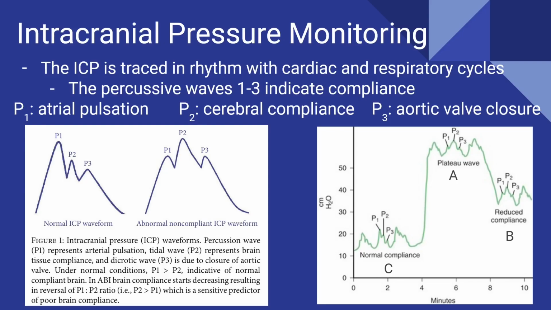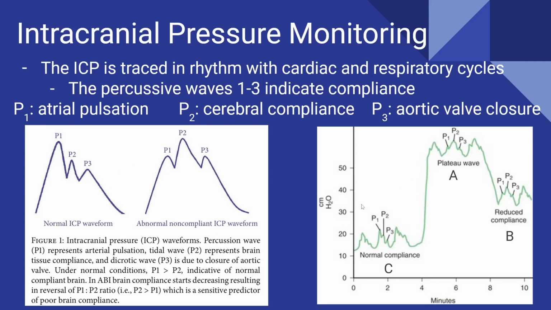And then finally, your P3, that third wave, is when the aortic valve closes and you receive another shock wave of pressure from that closing, that back pressure of blood hitting that aortic valve. That's when you get your P3. So you have those 1, 2, 3 waves. You'll see those if you have a good waveform on your EVD. And then you'll take that average pressure, and that'll give you your ICP.